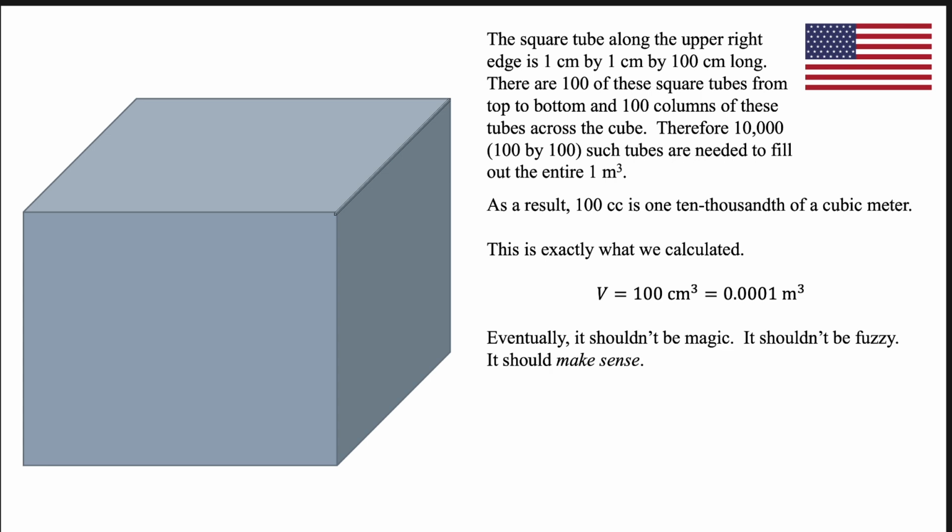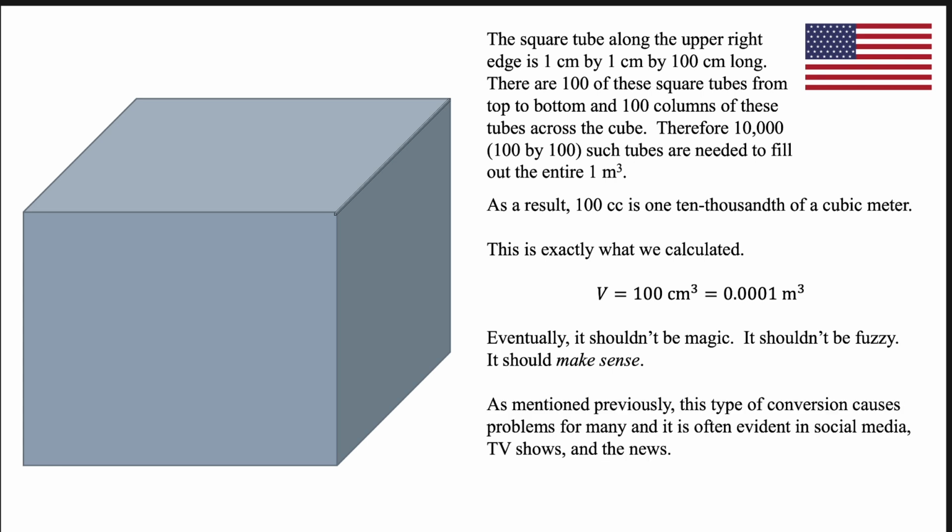We converted correctly. It shouldn't be magic. It shouldn't be fuzzy. It might be fuzzy now, that's okay. Eventually, it should really make sense. Don't be remembering rules. Rules are for sheep. Don't be a sheep. We have enough sheep. We need wolves. People that understand. This doesn't make sense. This doesn't make sense. That's what wolves say. They figure it out. I mentioned previously that this type of conversion causes problems for people in the news, TV shows. So that's part 3.